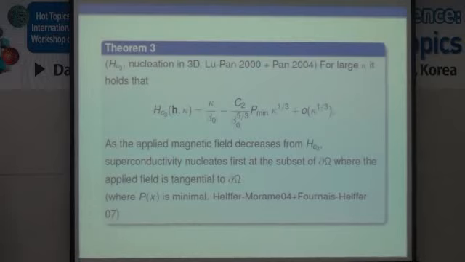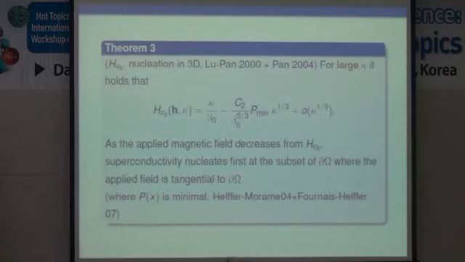And then you ask what happens when the applied magnetic field is reduced from HC3, and we see that superconductivity nucleates first at the subset of the boundary where the applied field is tangential to the surface. Okay, so imagine you have an ellipsoid. Applied field is in the z direction. So then partial omega sub H is the equator. Okay, so we prove that superconductivity nucleates at the equator. Okay, and then it expands over the whole surface and into the bulk.